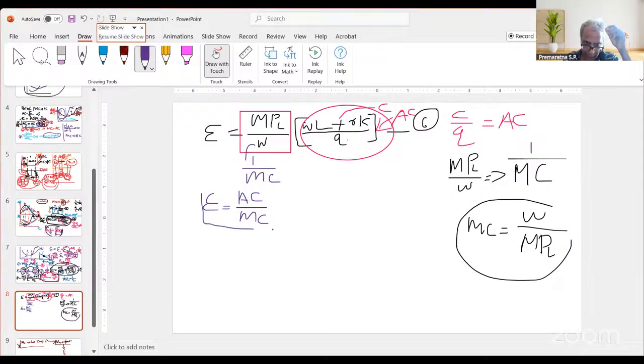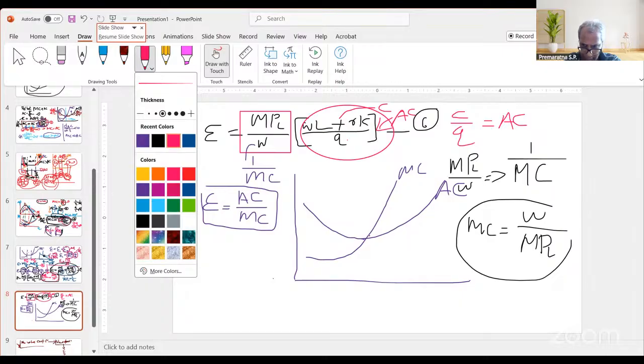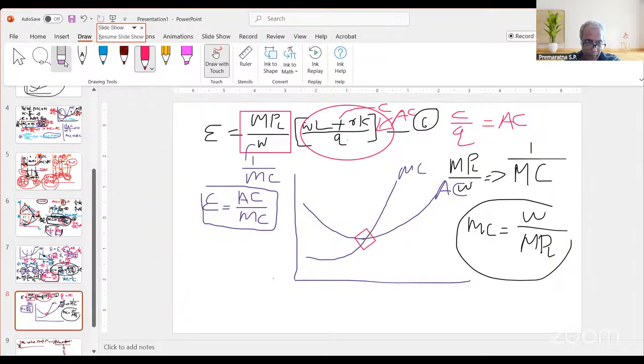That's the conclusion. Now look at the cost curve here, the average cost and the marginal cost. Now look at this average minimum point. There the marginal cost equals average cost. I'm talking about the point A here.